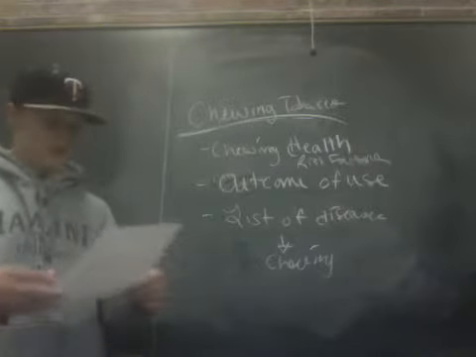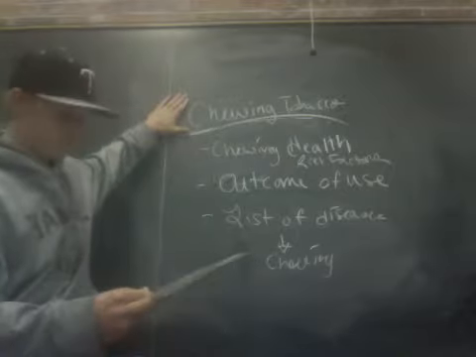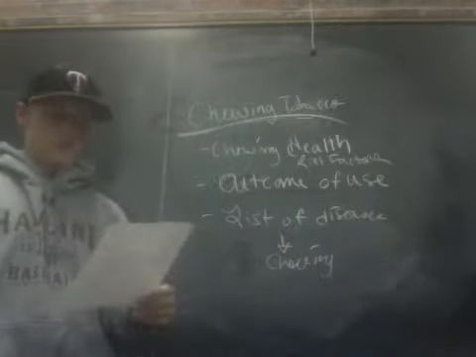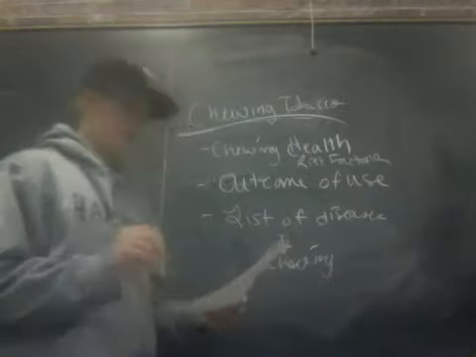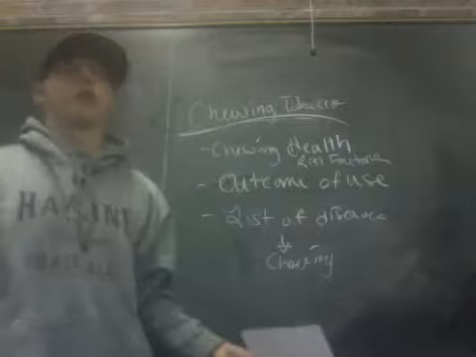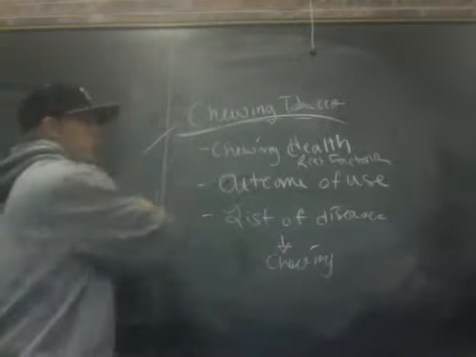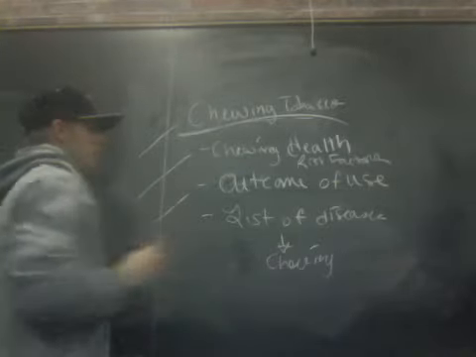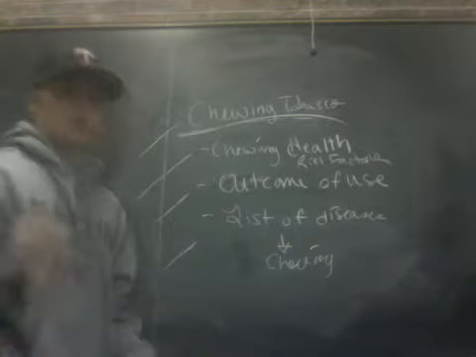Description of strategy, explaining what chewing tobacco is. I will assign each student a partner and have them conduct research about chewing tobacco. Them and their partner, they're going to go to the computer lab. We're going to research chewing tobacco. Chewing health risk factors, that's what I want them to know about. I want them to know about the outcome of the use. I want them to know the list of diseases that comes with chewing.